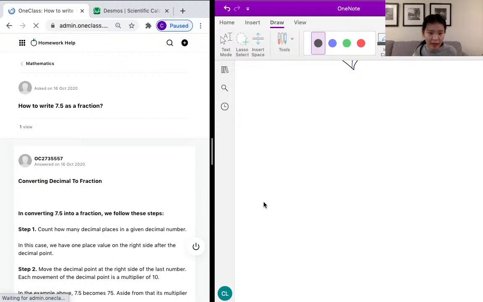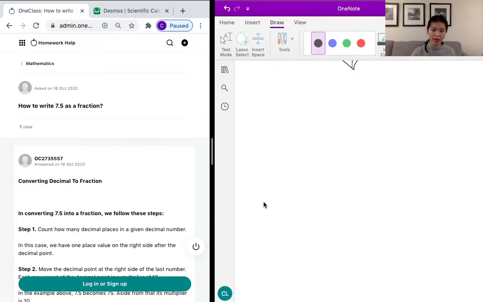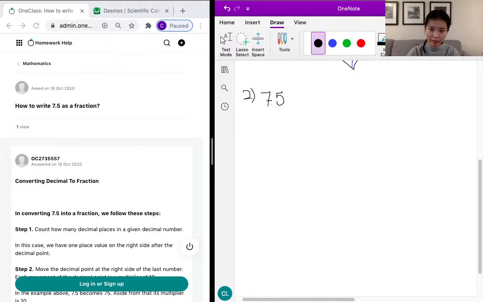The next problem asks us how to write 7.5 as a fraction. Essentially, it's asking us to convert a decimal into a fraction. How do we do that? It is actually quite straightforward. The first step is to separate this decimal into an integer part and a fractional part. In this case, 7.5 is equal to 7 plus 0.5 as a decimal.